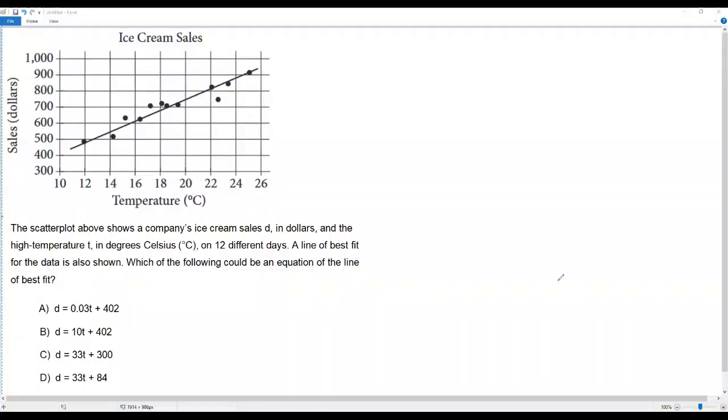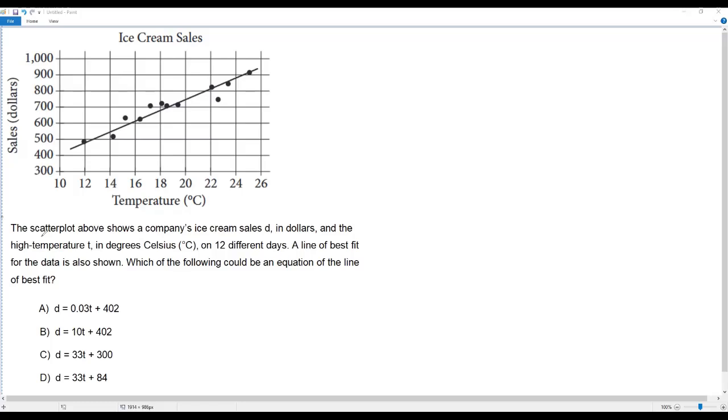Here we have a SAT math question. There is a scatter plot diagram given over here. Okay, let's go with the information. The scatter plot above shows a company's ice cream sales D in dollars and the high temperature T in degrees Celsius on 12 different days. A line of best fit for the data is also shown. Which of the following could be an equation of the line of best fit?